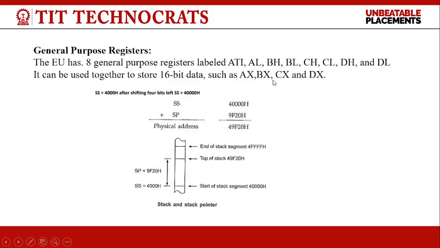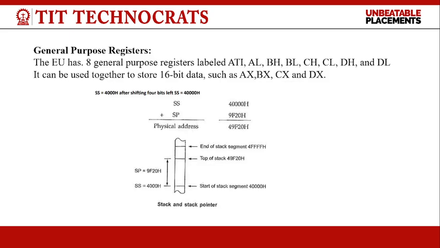Now general purpose register. As we see in the diagram, the execution unit has 8 general purpose registers, that is AL, AH, BL, BH, CL, CH and DL, DH. These registers can be individually used as 8-bit temporary storage. AL register is also called the accumulator register, and certain parts of the general purpose registers can be used together to store 16-bit data such as AX, BX, CX and DX registers.